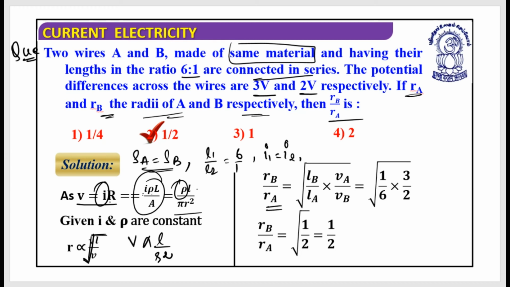RB is to RA is equal to the square root of LB by LA multiplied by VA by VB. LB by LA, from the given data, is 1 is to 6, and VA is to VB is 3 by 2. So 3 twos are 6, 3 twos are 6, it's 1 by 4, and if I take it out of the square root, it is 1 by 2. This should be the answer. Is it clear? Any doubts on this? No? Great. Ready for the next question? Let's have a look at this question.